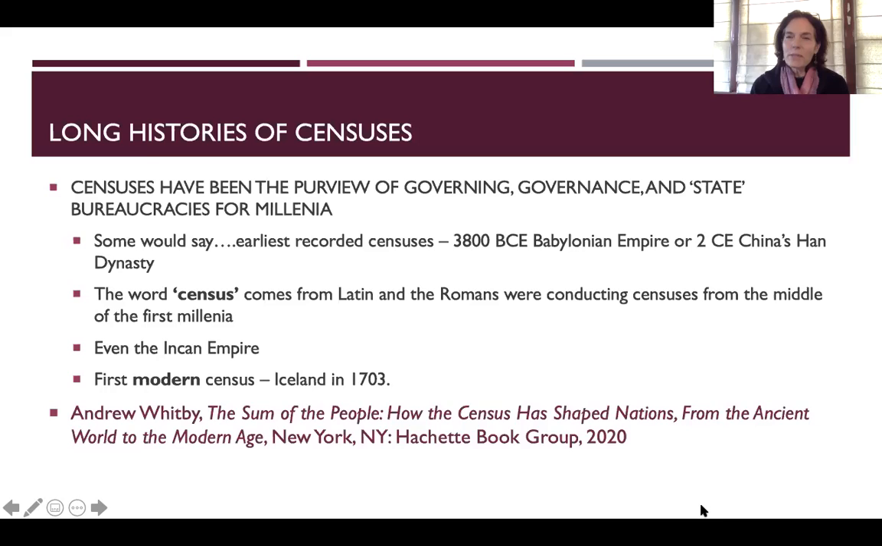What we now would say is the first modern census is the census in Iceland in 1703, in which they recorded exactly 50,366 people, and was about as accurate a census as any today. That's nearly a century before the first US census, which occurred in 1790. A wonderful book on the nature of censuses and their role in society was written recently and published by Andrew Whitby, The Sum of the People.